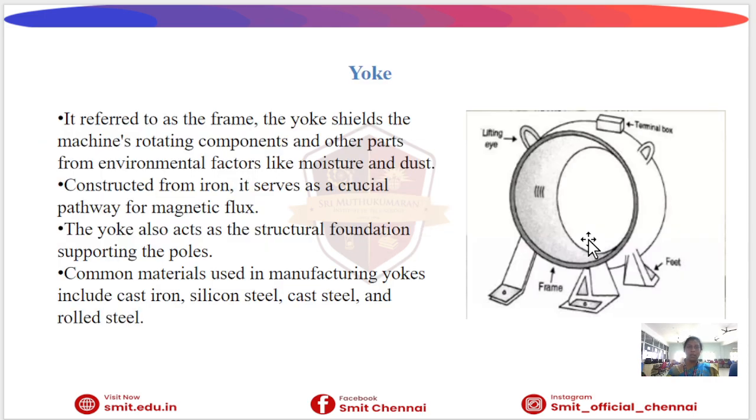First is the yoke. The yoke is the outer frame of the DC generator. It protects the internal parts from dust and moisture, and it provides mechanical support to the poles. It also acts as a path for the magnetic flux. The yokes are usually made from cast iron, cast steel, silicon steel, or rolled steel. So iron materials are used, as they help to conduct magnetic flux efficiently.